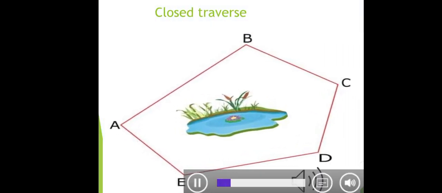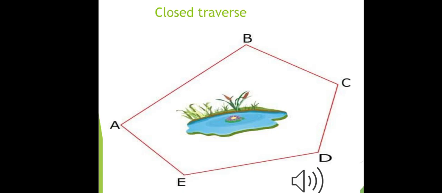In this picture, A, B, C, D, E represents a closed traverse. Here, the traversing starts from point A and ends in point A. That is, the starting point and the finishing point is same.